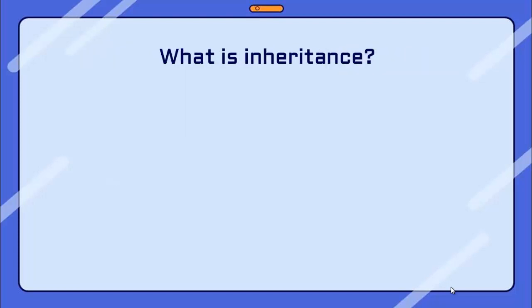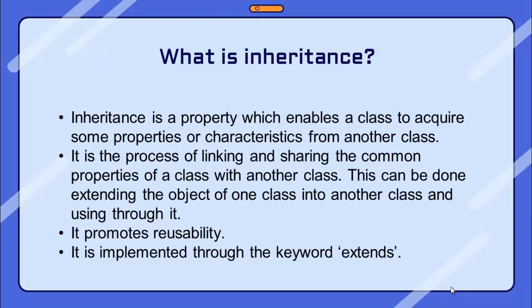And what is inheritance? Inheritance is the property which enables a class to acquire some common properties or characteristics from another class. So it is the process of linking and sharing the common properties of a class with another class. This can be done by extending the object of one class into another class and using it. So it promotes reusability, and it is implemented through the keyword called extends.